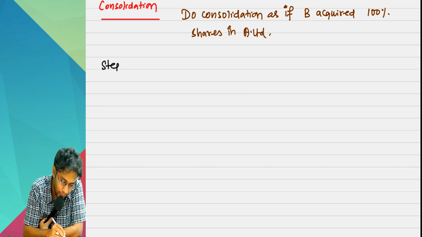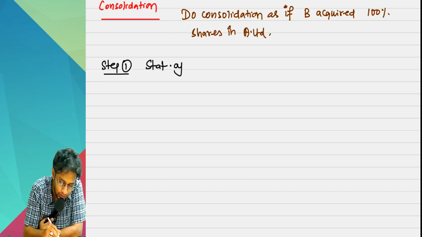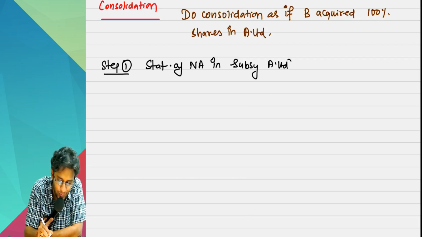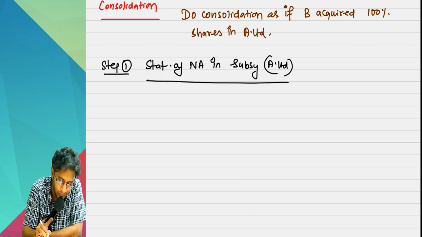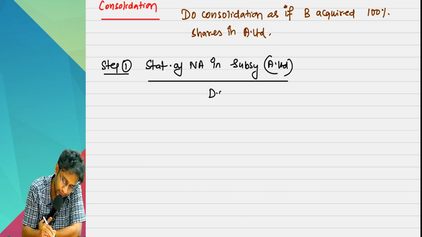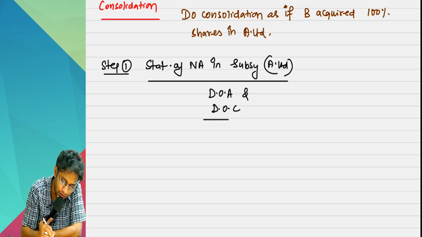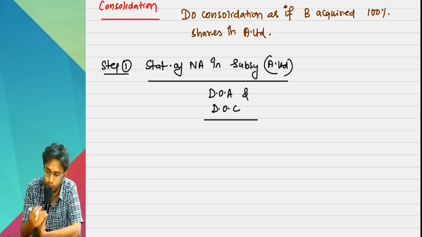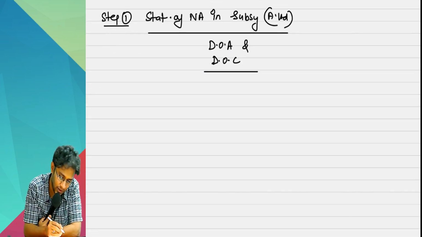Step number 1. What is step number 1, by the way? Statement of net assets in subsidiary. Who is the subsidiary, by the way? A Limited. Do I need to prepare 3 columns? Not required, because the date of acquisition and the date of consolidation are both the same. There is no post-acquisition period started yet.